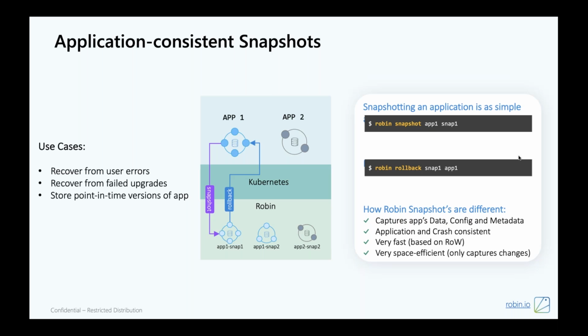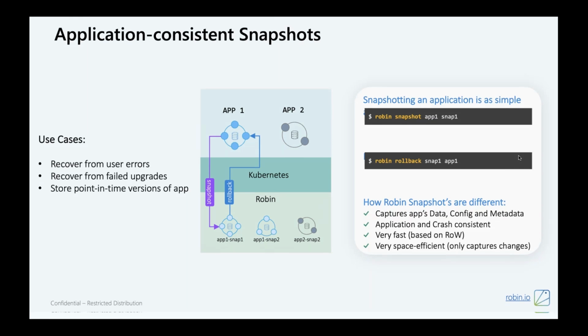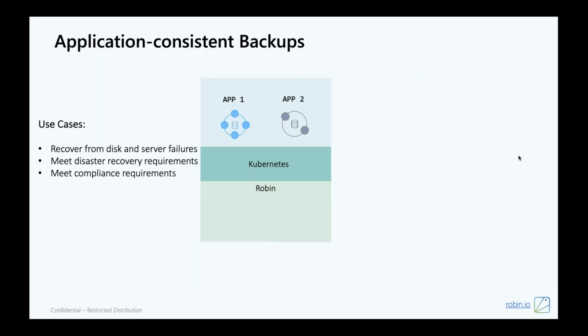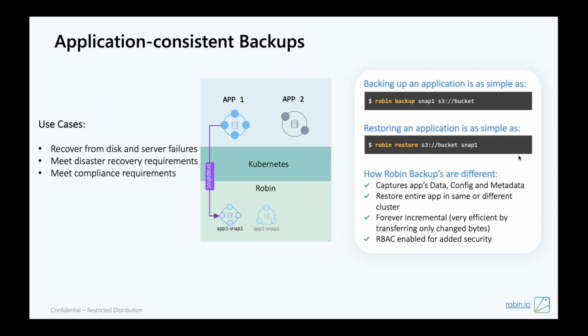And it is very fast because we use redirect on write. So it's essentially a metadata operation when Robin takes a snapshot, and it's very space efficient. It will only capture the changes that have been done after the snapshot is taken. And similarly, these snapshots can be used for multiple purposes, and one of the purposes is application consistent backups.